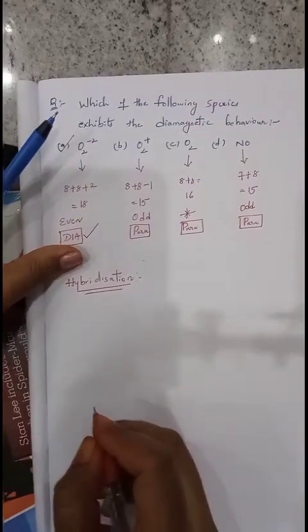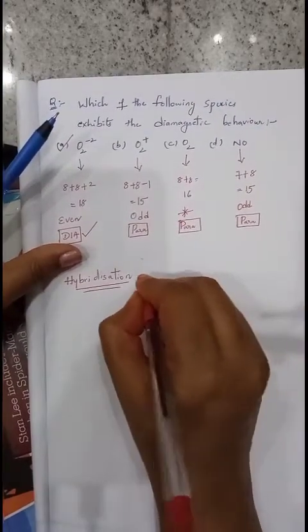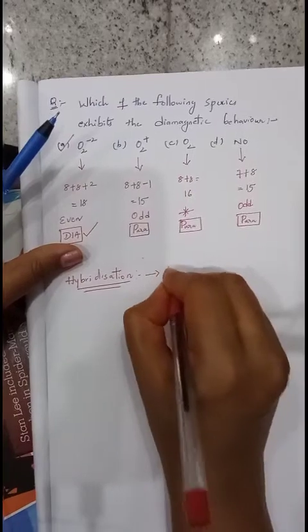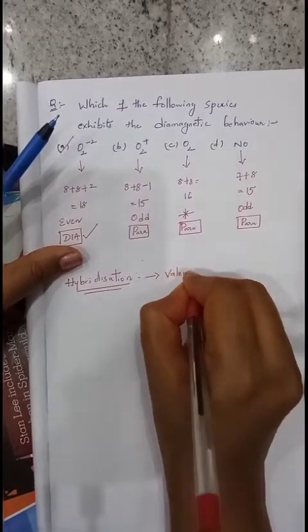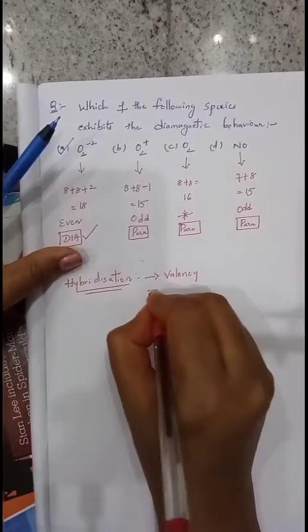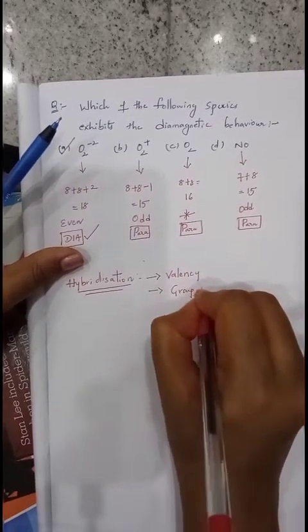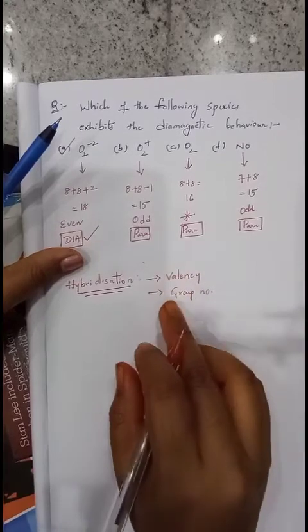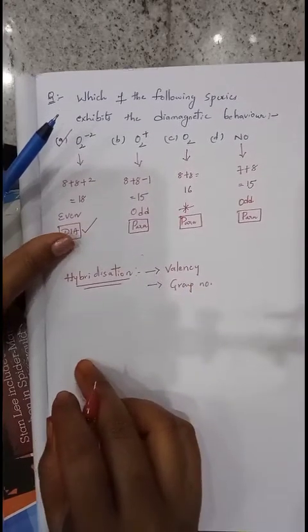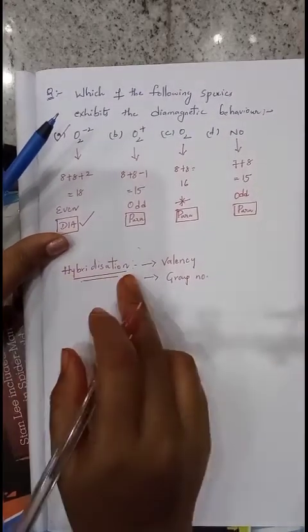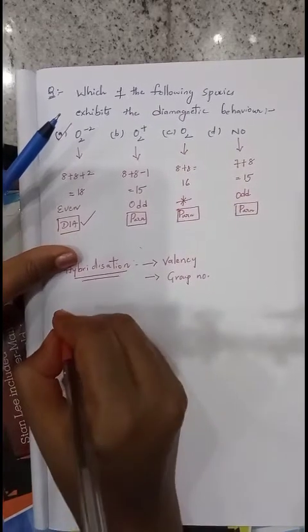Hybridization of any molecule can be calculated based on 2 important factors. First one is based on valency. Next one is based on group number. Based on valency and based on group number, we can easily find out about the hybridization of that particular molecule.